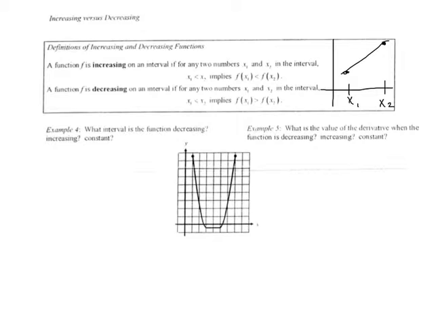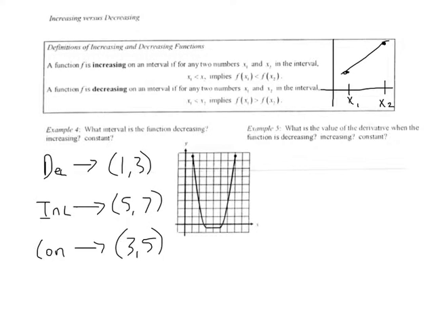So we're going to look at this graph right here and basically say where is it increasing, decreasing, or constant, and then also compare what the derivative is doing at those places. When we're describing these things, you're going to give me a range of x values where the function is decreasing, increasing, or constant. For the first part here, it's going downhill. So from the x values of 1 to 3, it's decreasing. From 5 to 7, it's increasing. And from 3 to 5, right in the middle there, those x values, it's constant.